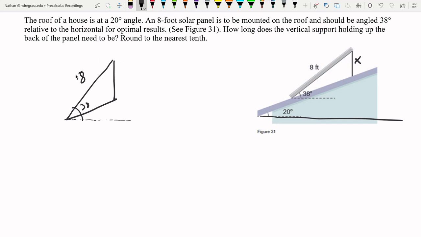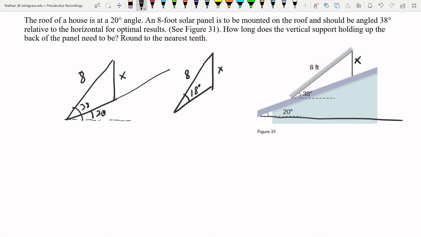So we have this oblique triangle, and we're asking what's this side measurement here? Well, we actually know that this is the roof, right? The roof continues. And this is actually 20 degrees, which means we know that this angle on the oblique triangle must be 38 minus 20, so 18 degrees. And all we're trying to do is figure out what is X here.